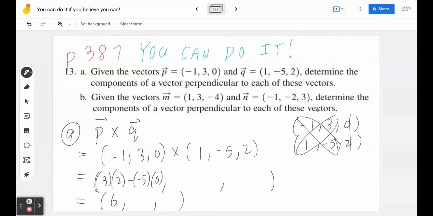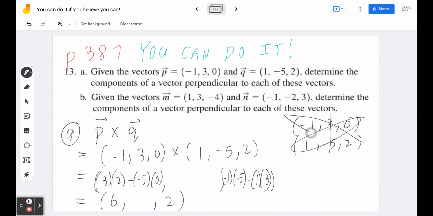In the last column, you can take -1 times -5 minus 1 times 3. That's going to be 5 minus 3, which is going to be 2. If you look at the middle column, you do the exact opposite. So you're going to take 1 times 0 minus 2 times -1. That's going to be 0 plus 2, which is going to be 2.